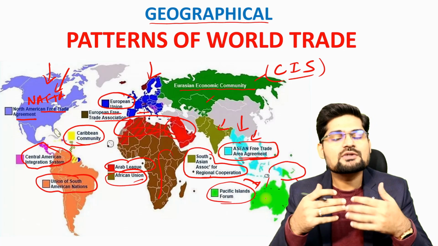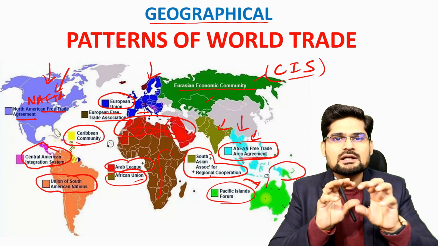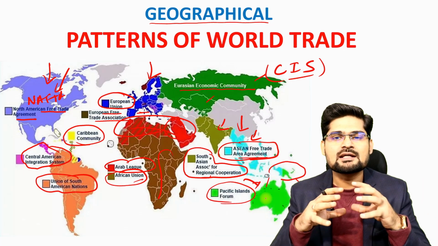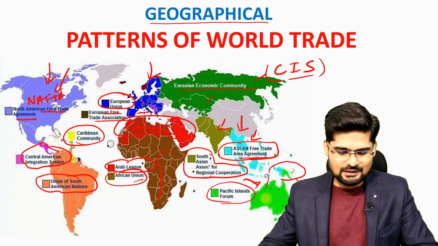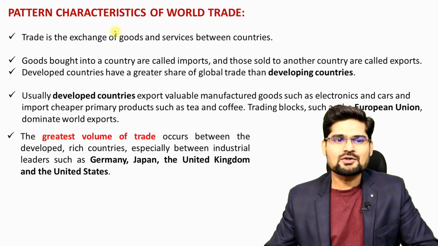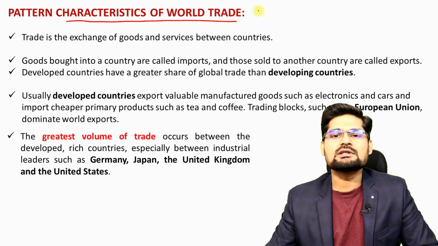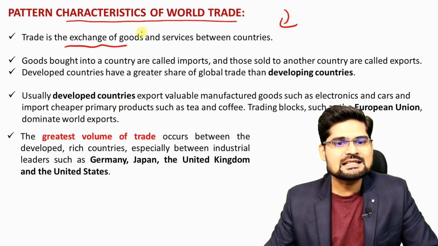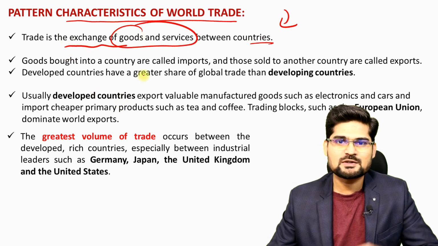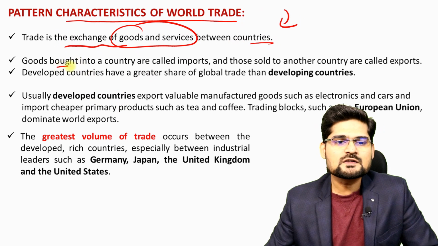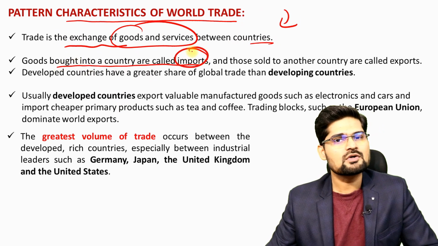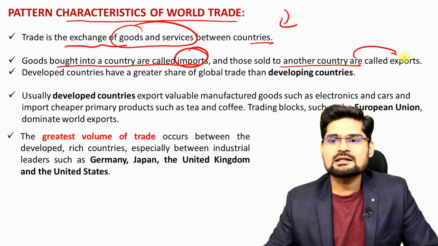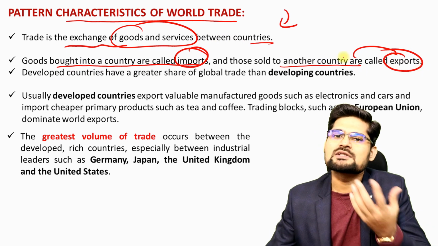So if you look geographically, what do you see? The world is aligned in different regions according to these trade blocks. Now let's understand further. So the pattern characteristics of world trade are the following points here, if you can observe. Trade is an exchange of goods and services between these countries, between these trading blocks. And goods brought into a country are called imports, and those sold to another country are called exports. This is the basic that you must already know.